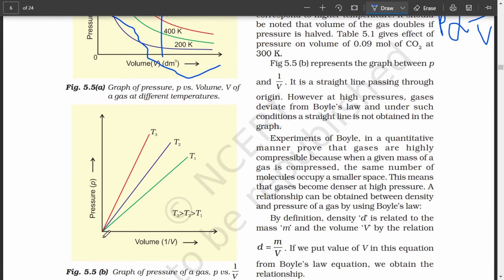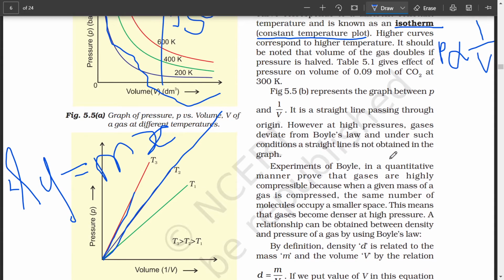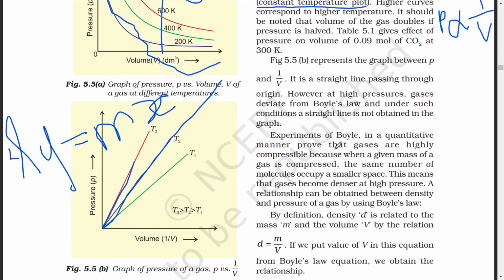Look, it is a straight line because if we write it in log form, then it becomes in the form of y equal to mx. When we write it in the form of log, then it becomes a straight line. Y equal to mx is a straight line. Now, however, at higher pressure, gases deviate from Boyle's law, and under such conditions, a straight line is not obtained.